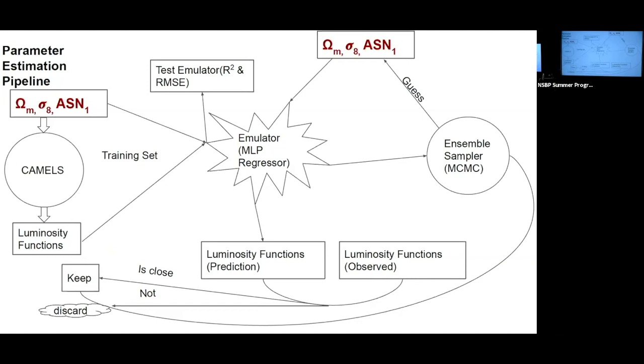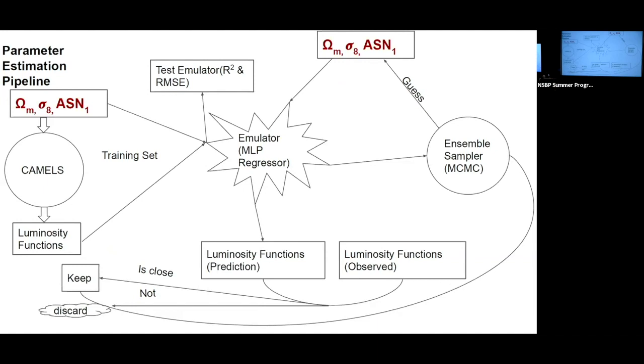And if the predictions are similar to our observed luminosity functions, they're kept. If they're not, they're discarded. So these are run thousands of times, until we find a convergence.